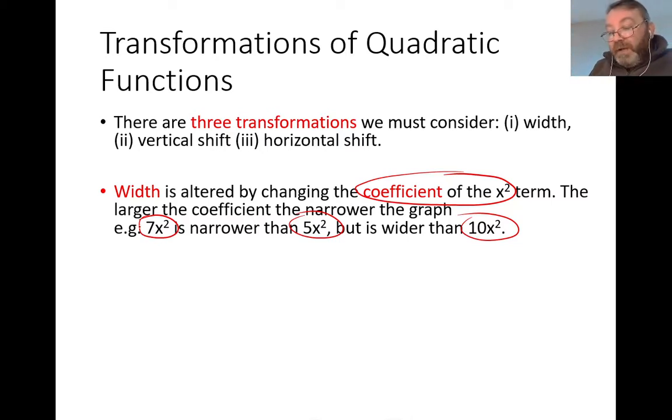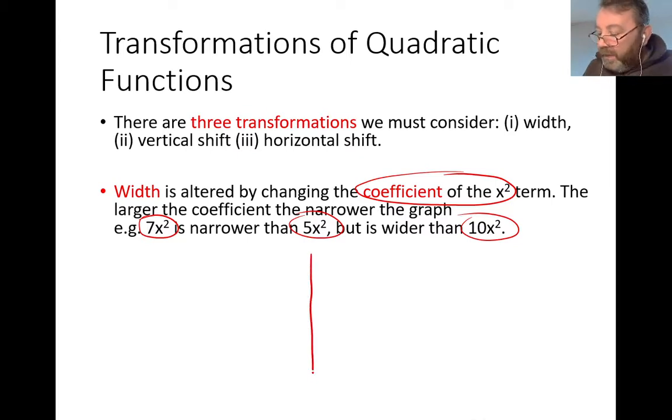7x squared, because the coefficient is big, the larger the coefficient, the narrower the graph. Okay? So 7x squared would be narrower than 5x squared, but at the same time, 7x squared is a little wider than 10x squared. Now, what does all that mean?